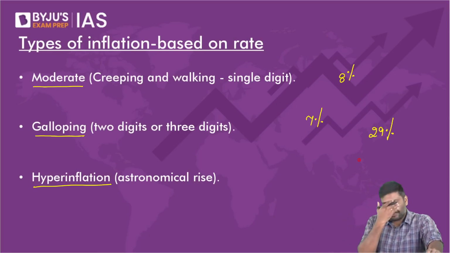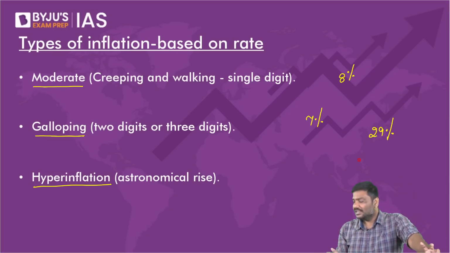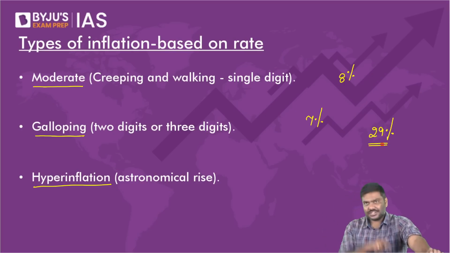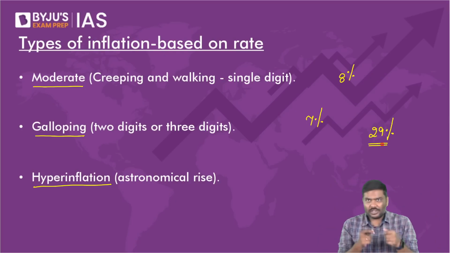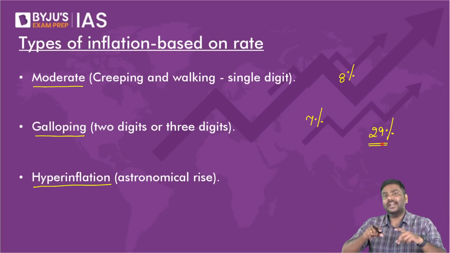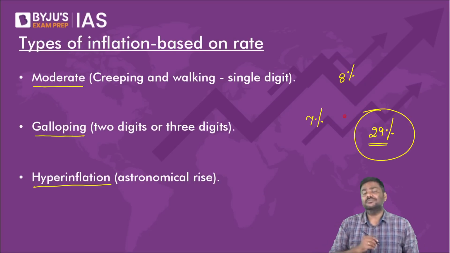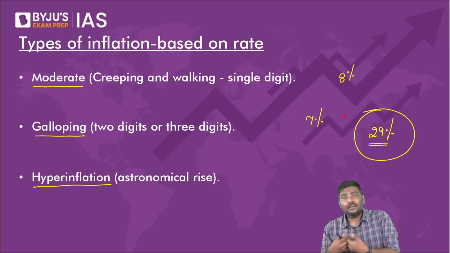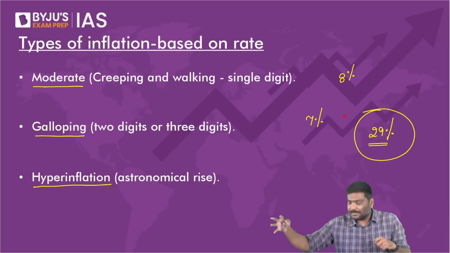Even now if you are not reading newspapers, please check what is happening to the inflation rate in Sri Lanka. Please check what is the inflation rate in Pakistan. You will come to know that the inflation rate in both of these countries was basically in a double digit number. That is, it was 40%, 26%, 29%.